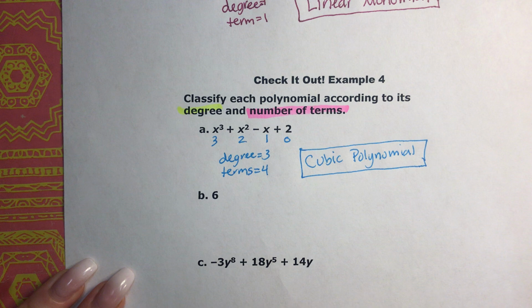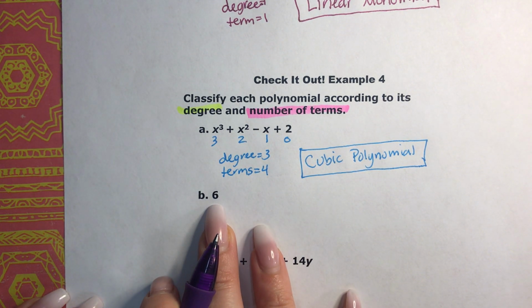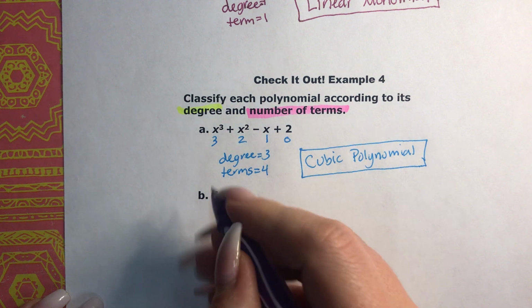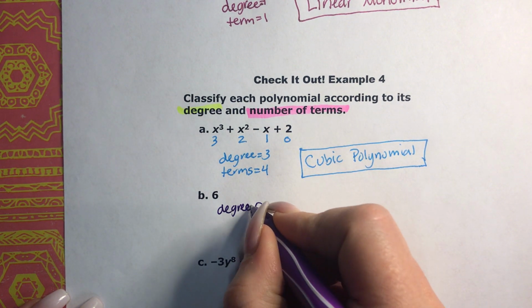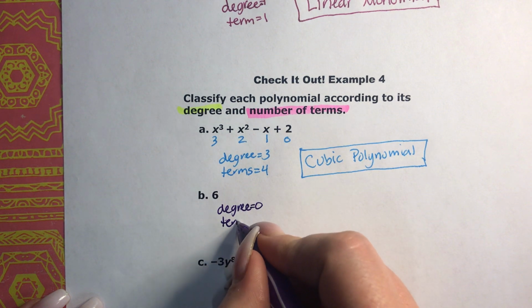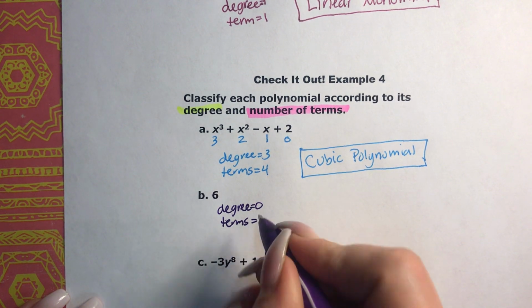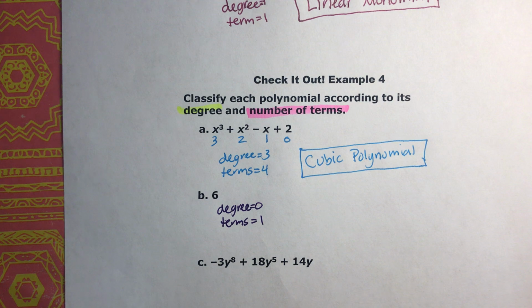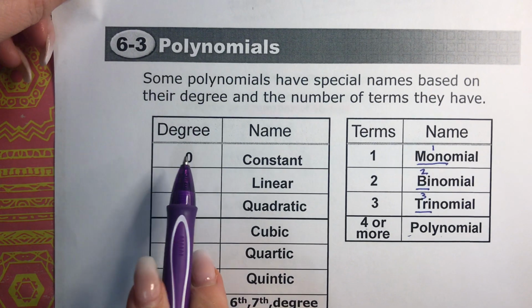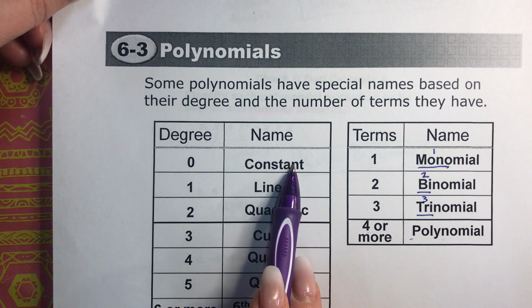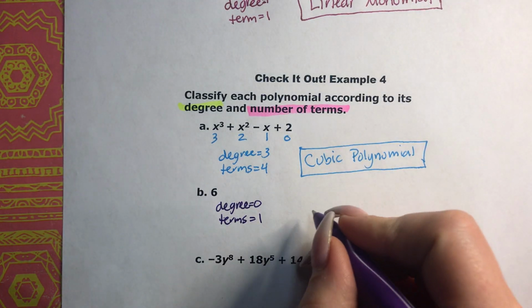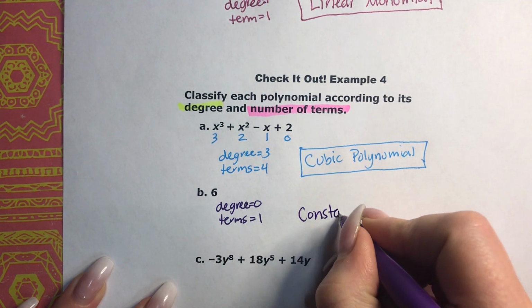Okay, on to the next one. Let's look at this one, just 6. Okay, so it's just a number, so we know that the degree for a number is 0. And the number of terms, there's only one term there. So let's look here. If it has a degree of 0, it's called a constant, and one term is a monomial. So it'd be a constant monomial. So if you got that one right, great job.